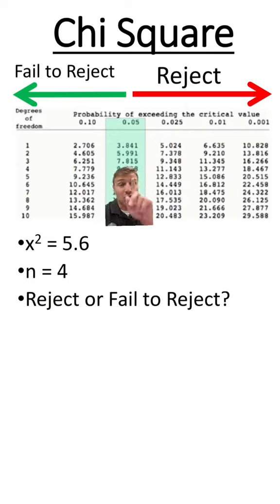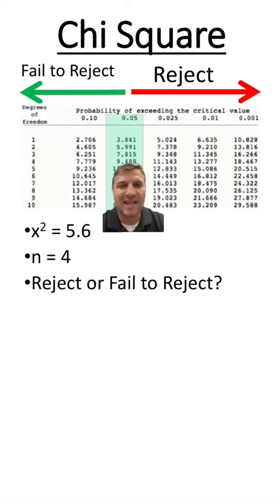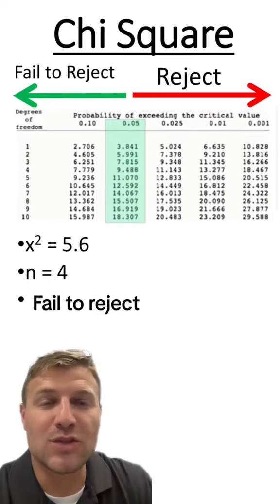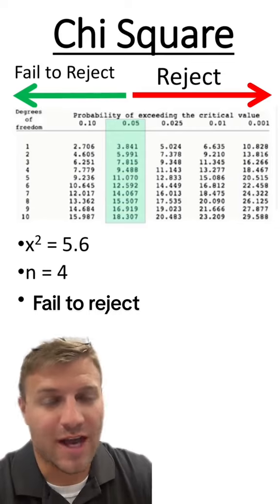Now again, this is our critical value. What we have to do is use our chi-square and compare it to this critical value. If our chi-square is smaller than this critical value, we're going to fail to reject the null hypothesis. If our chi-square is larger than this critical value, then we're going to reject the null hypothesis. So in this case, since our chi-square is 5.6, that means it's going to be smaller than that critical value. That means we are going to fail to reject our null hypothesis.